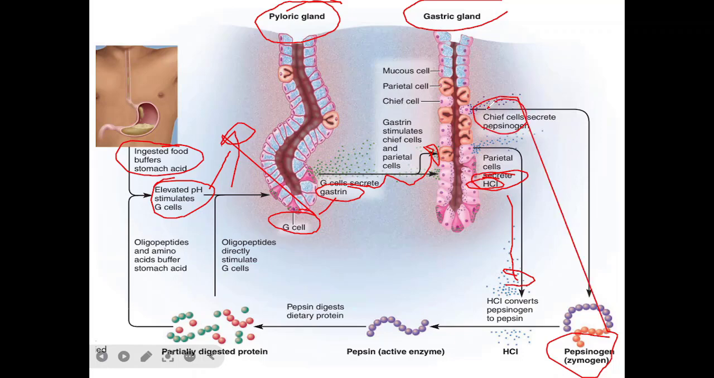is a proenzyme, an inactive enzyme inside the stomach, so this pepsinogen must be converted into pepsin. Because of what? Because of hydrochloric acid. This is the major importance of hydrochloric acid inside the stomach.